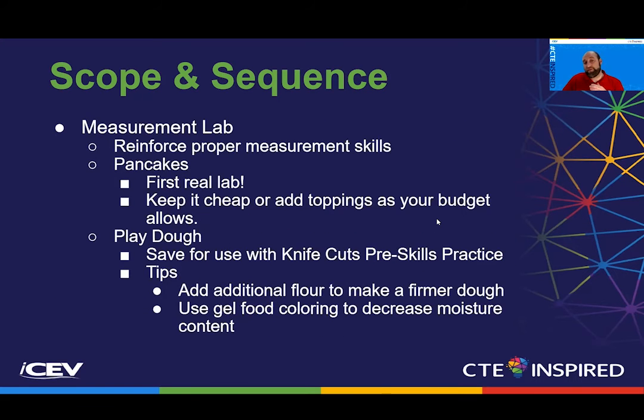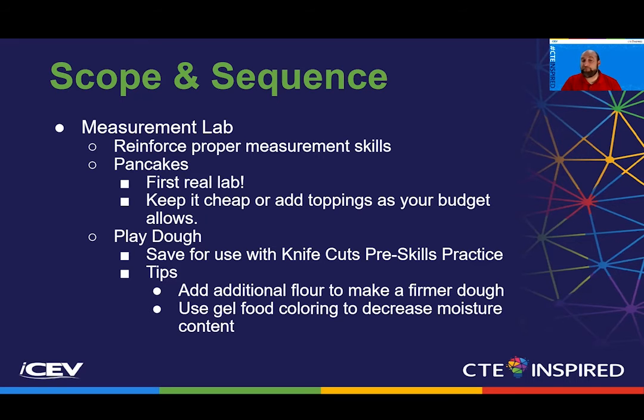And then I'm going to do an actual measurement lab where they will have their first real lab. So they're going to eat pancakes, lots of dry ingredients and some liquid ingredients for good measuring reinforcement there. You can keep it cheap and add anything that you already have on hand. So you will have chocolate chips if you purchase those. You will have nuts if you purchase those from that previous lab where the demonstration for measuring is. And you can keep it super cheap with some syrup, or you can add those other items as your budget allows. We'll also make Play-Doh.